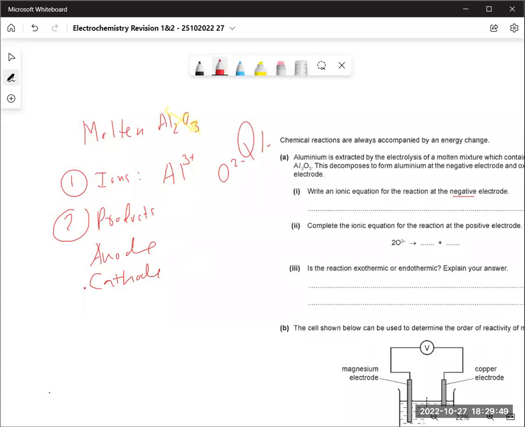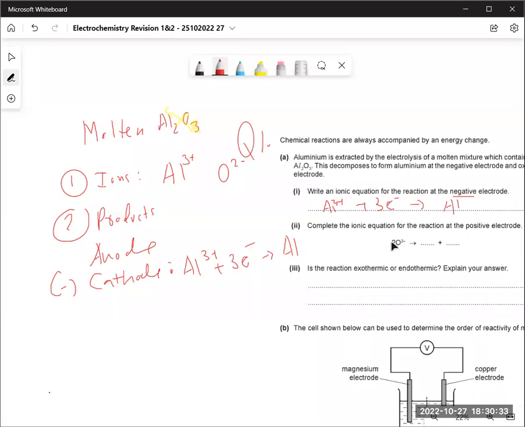Which of these is negative? Anode or cathode? Cathode. So tell me the product at the cathode. I have aluminium. So Al, say the whole thing. Al 3 plus plus 3 electrons gives us Al. So Al3+ plus 3e- gives us Al.